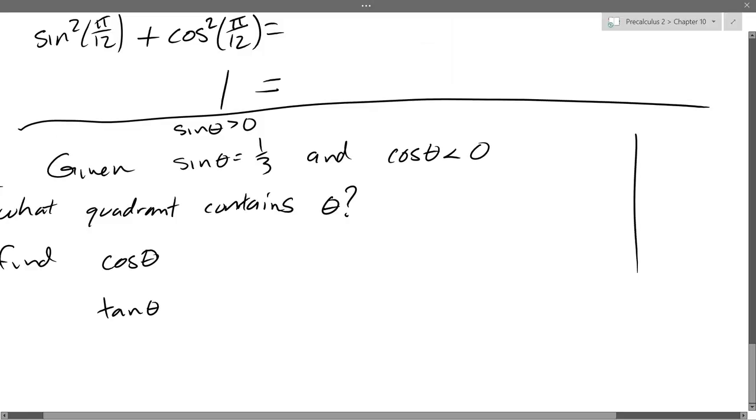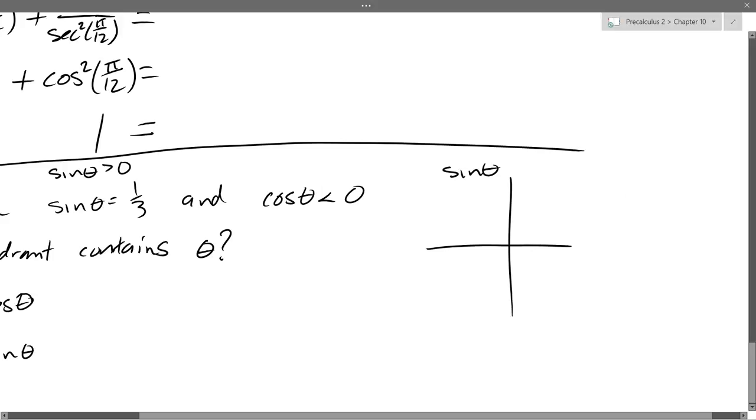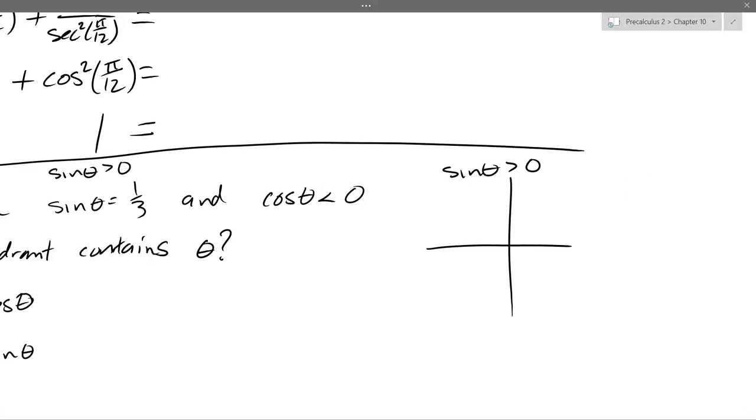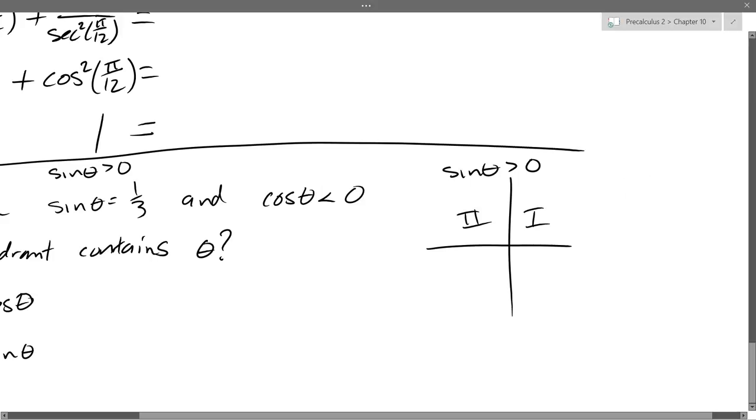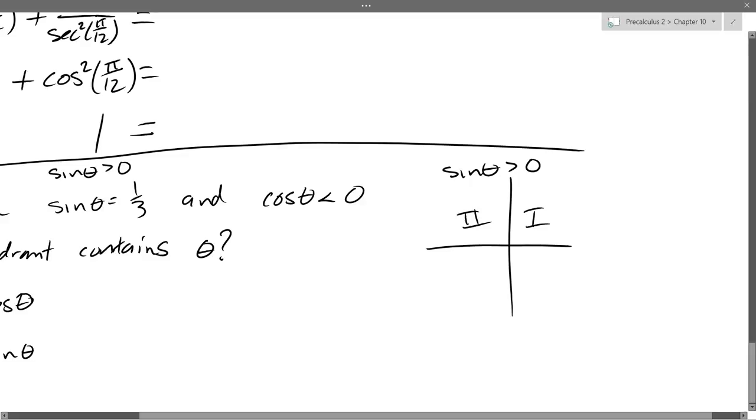So let's think about where sine theta is greater than 0. Sine is a y-coordinate, so that means I could be in quadrant 1 or 2. And I'll go with the blue. I want to write cos theta less than 0 in blue. So what quadrants? Cosine theta is x, and x is less than 0, so x is negative in quadrants 2 and 3.